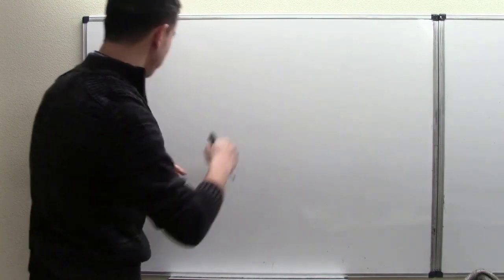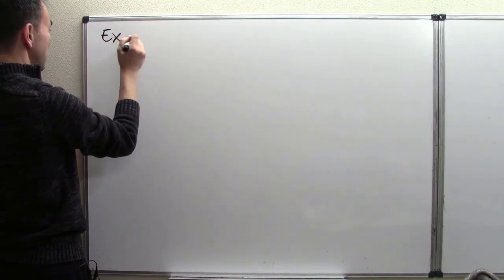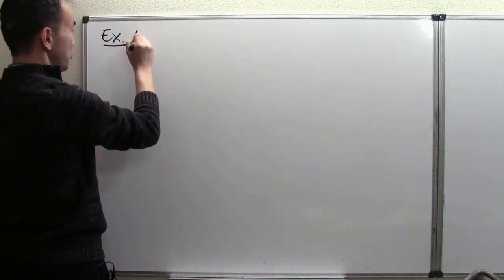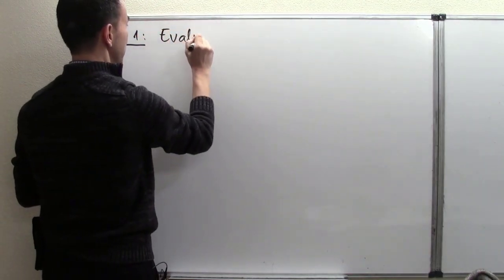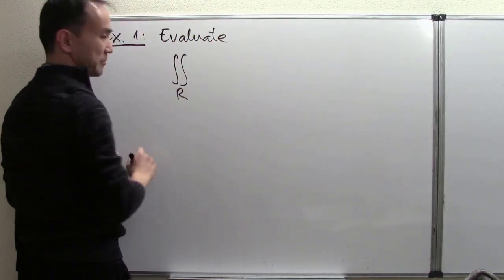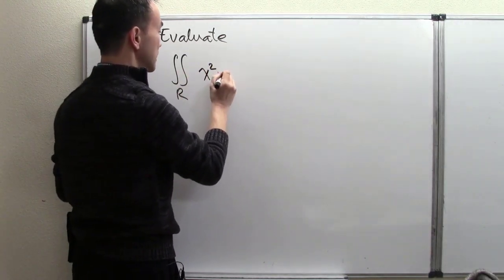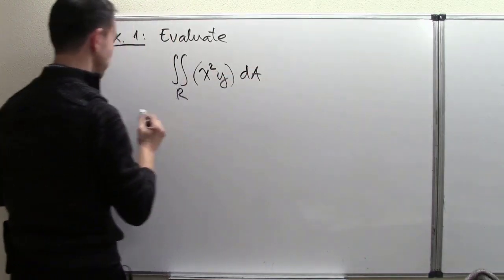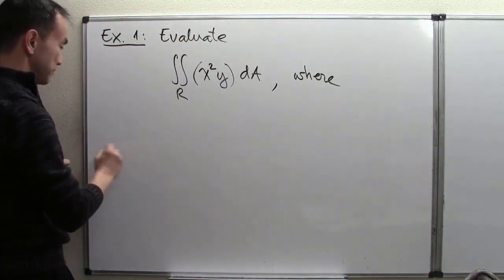With this problem I bring in here as an example, let's call it example 1 in this lecture. We would like to evaluate the double integral over a given region, where our function is x squared y dA, and where the region is as follows.